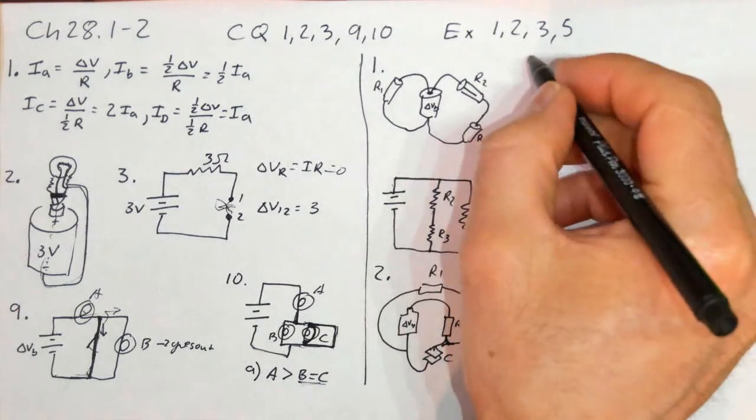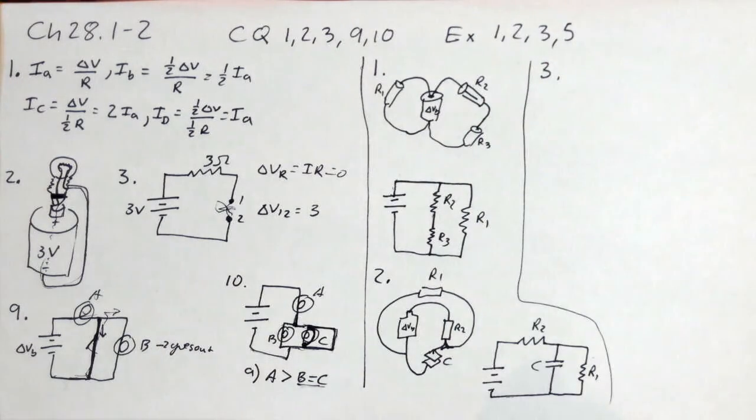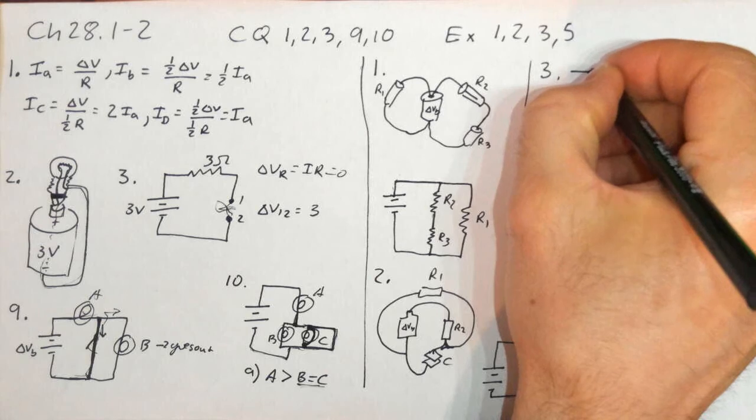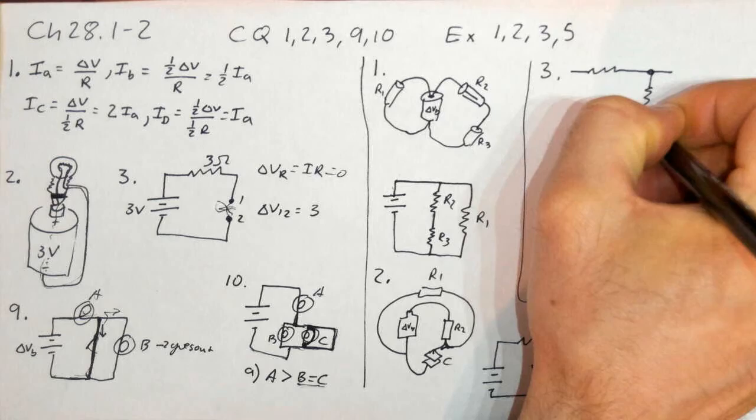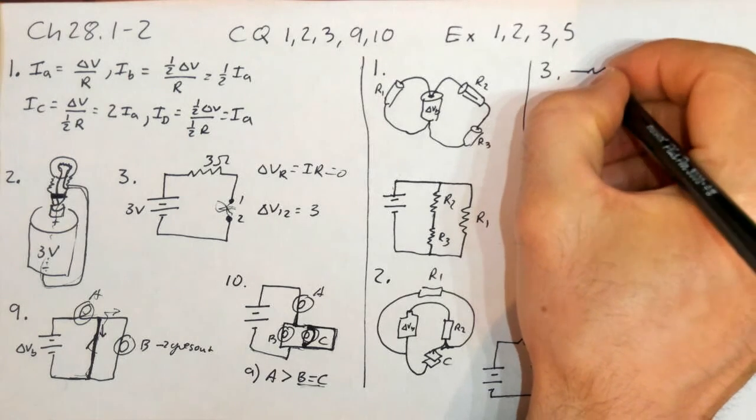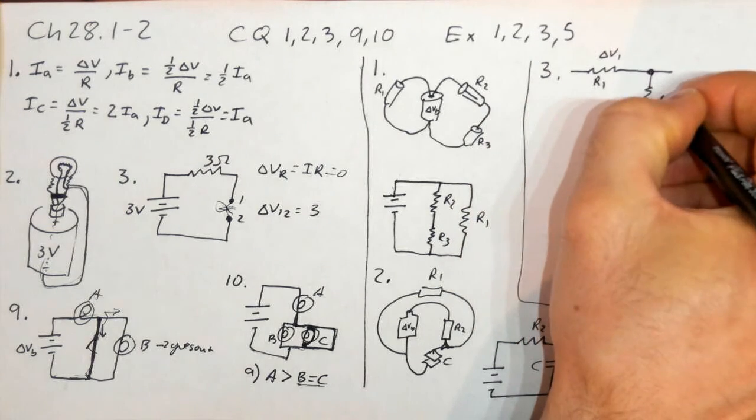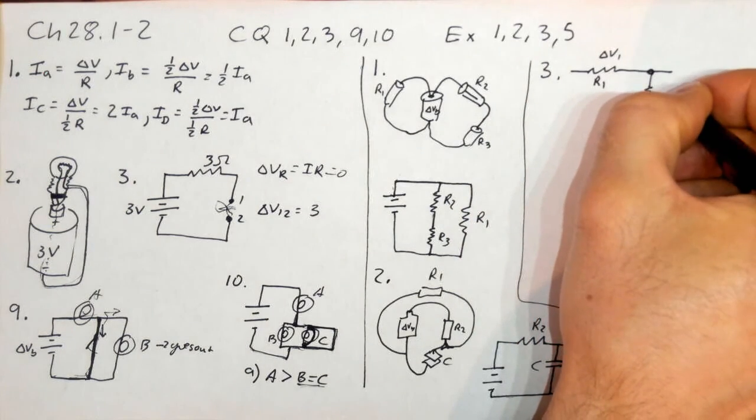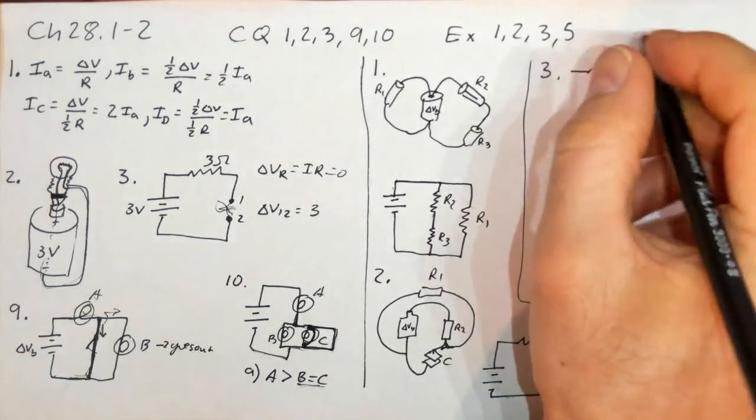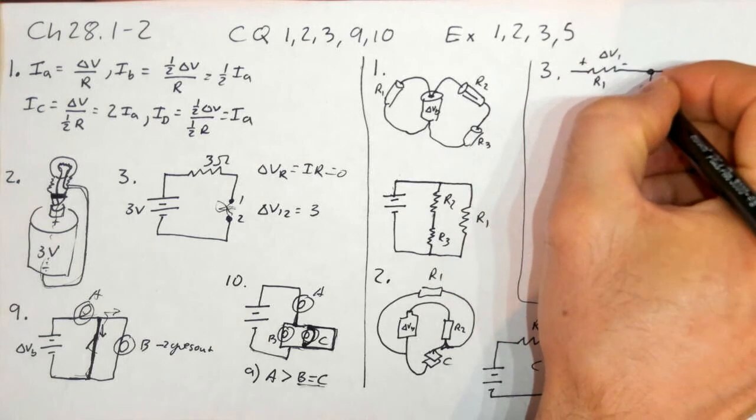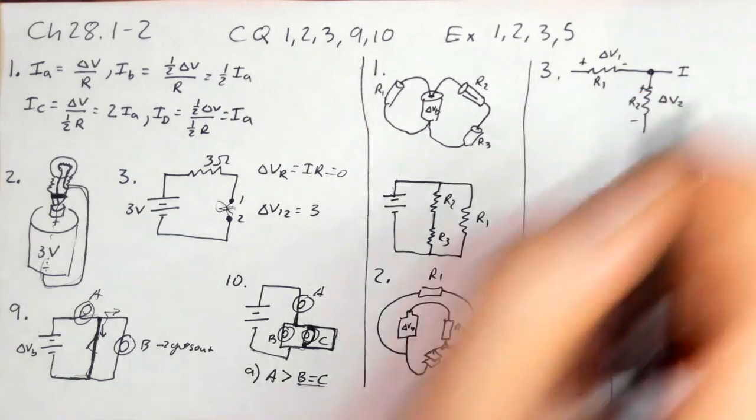All right, let's do 3. Okay, so on 3 we've got a resistor coming into a junction, another resistor, and we're told the resistances, R1, R2. We're told the delta V's. We're told which side's positive, negative, plus, minus, and this one is plus, minus. And we're asked, what is the current here?